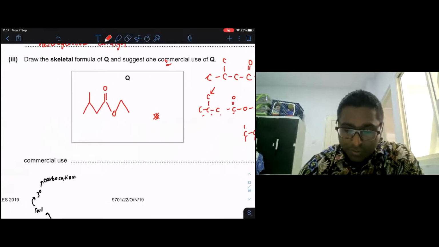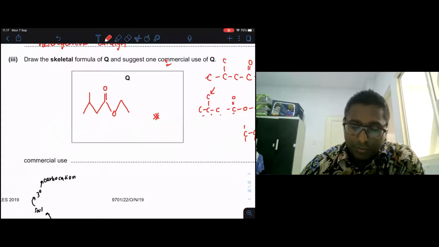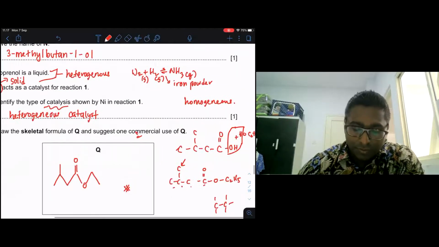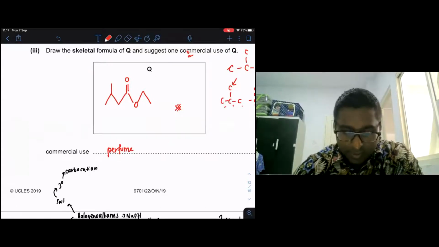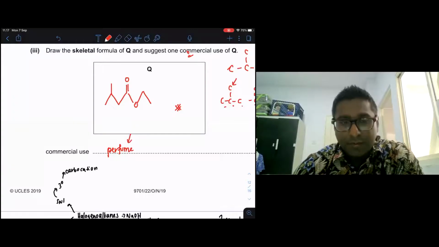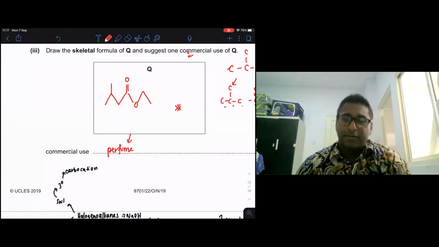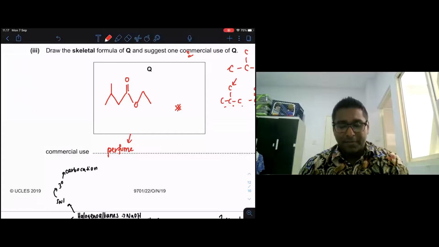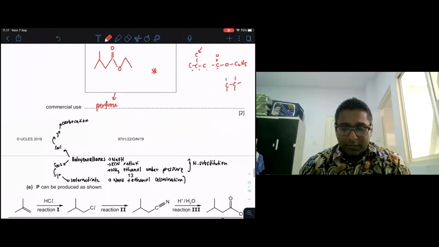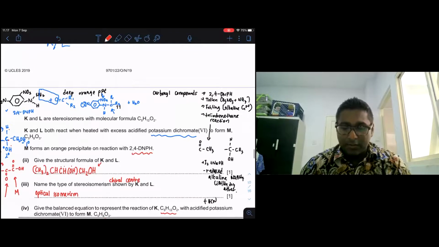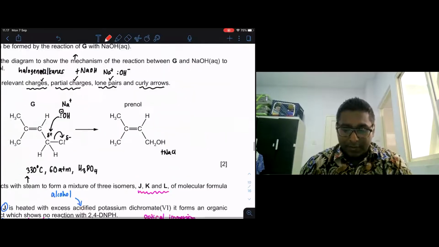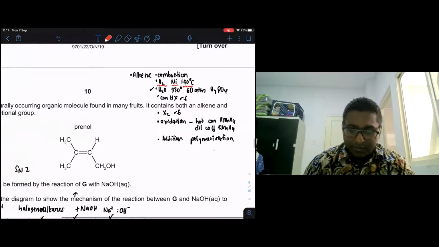The commercial use: Q is an ester. If you want to use it commercially, I think we use it for the perfume industry, or as a solvent. But whenever they ask you, please just answer: for ester, it's going to be perfume. So far I've covered all this. Please check as well. I have written some notes.